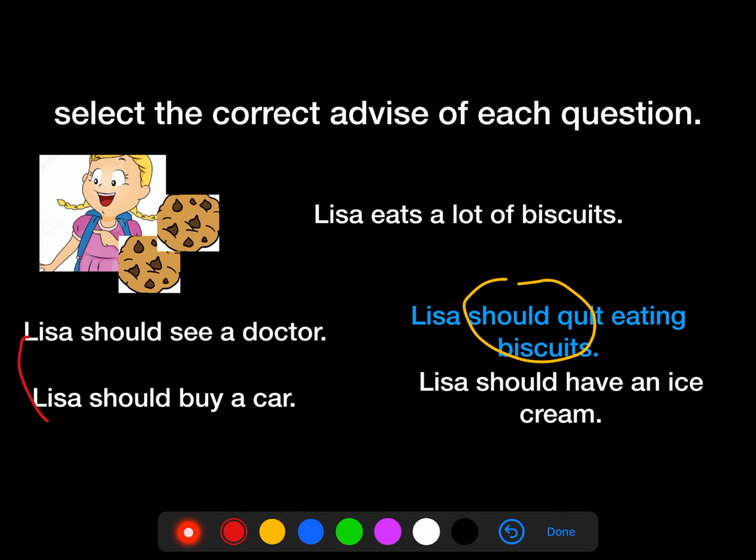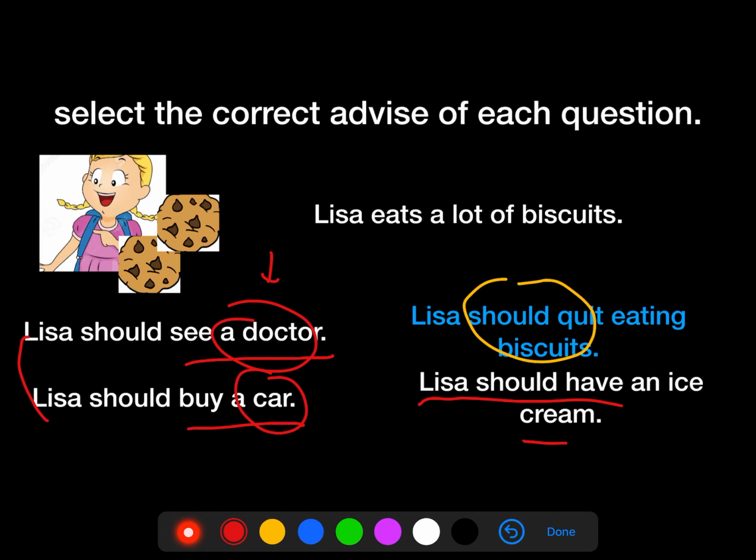The rest of the sentences don't make any sense. You should see a doctor. It's when you're sick. You should buy a car. When you feel uncomfortable to take a bus or a subway or a taxi, you should buy a car. You should have an ice cream.